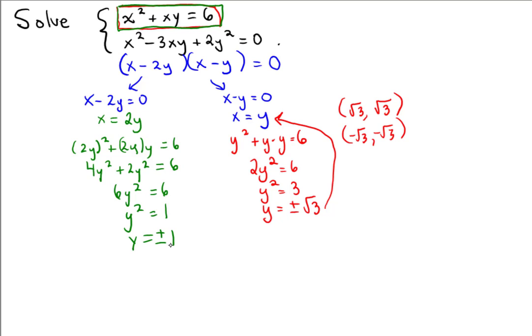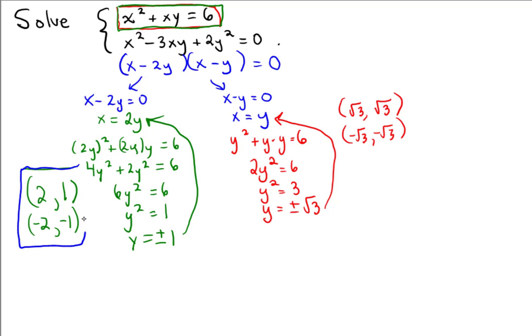So the two solutions we're getting on this half are, one is where y would be equal to 1, and since x equals 2y, that would mean that x would have to be 2, and the other solution is where y equals negative 1, which together with x equals 2y would force x to be negative 2. So here are my four solutions to this particular system of equations.